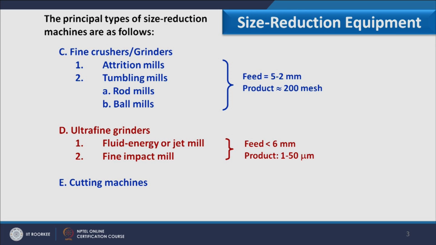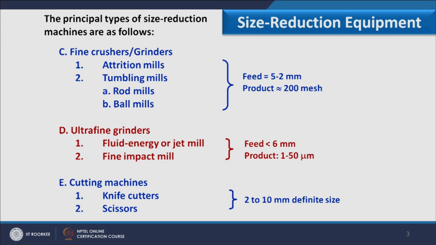And finally, we have cutting machines. In cutting machines, first there are knife cutters and second equipment is the scissors. All these knives and scissors we will discuss in terms of industrial equipment. Basically, in cutting mills we have a definite size product which is 2 to 10 mm in size. So, these are different categories of size reduction equipment. In subsequent slides we will discuss the working behavior of these equipment one by one.